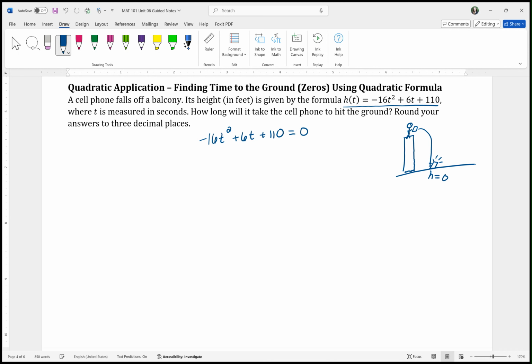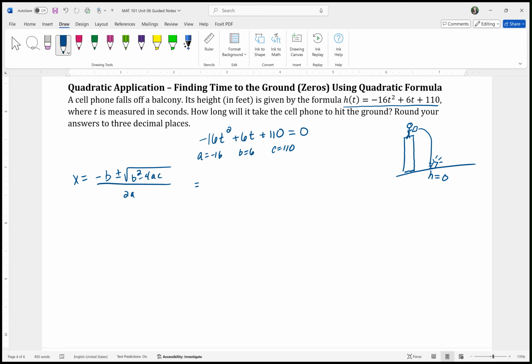Now, if I wanted to solve this by factoring, I could certainly try. I can tell you that trying it, it's not possible. This is not factorable. Yes, there's a GCF that comes out, but after that, it doesn't result in a quadratic that's factorable. So I'm going to have to use the quadratic formula. A in this problem is negative 16, B is 6, C is 110. Let's use our quadratic formula: negative b plus or minus the square root of b squared minus 4ac, all over 2a.